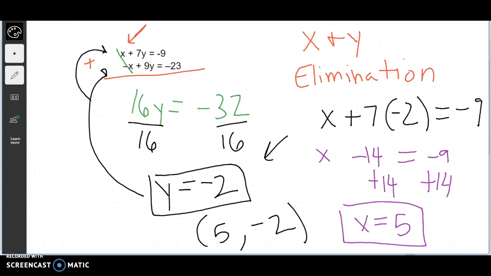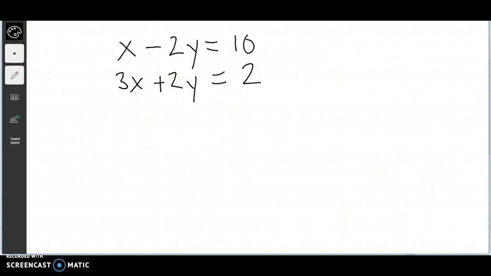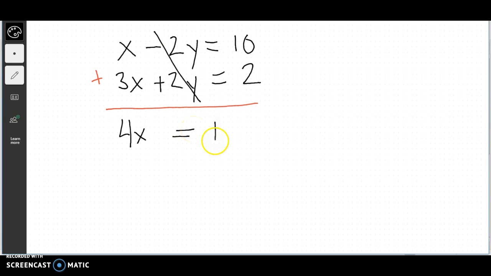Let's do one more example like this. Let's see if we can figure out the first step in this elimination problem. What would be my first step? Hopefully you said adding, because we're going to add these two things together. Now that we're going to add these two things together, we should get x plus 3x, and that will give us 4x. We'll have negative 2y plus 2y. Those will cancel out. I'll be just left with nothing, or 0y. And that's going to equal 12.